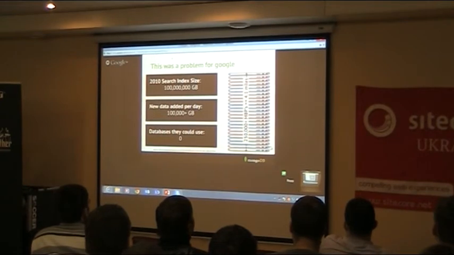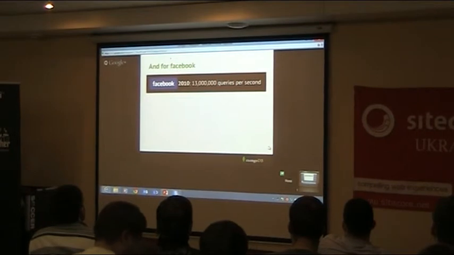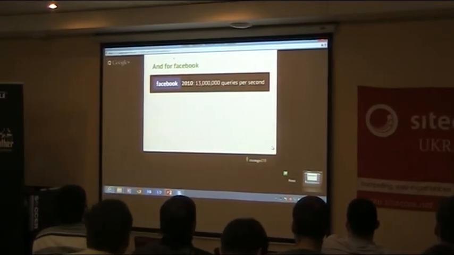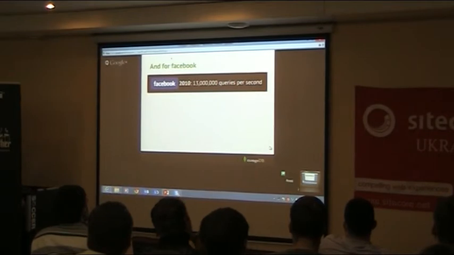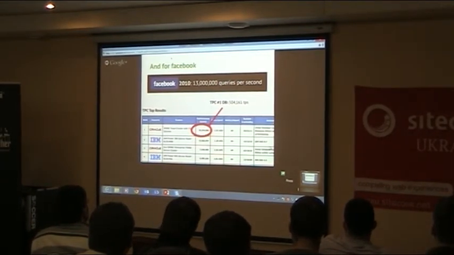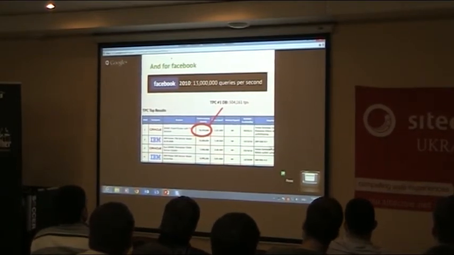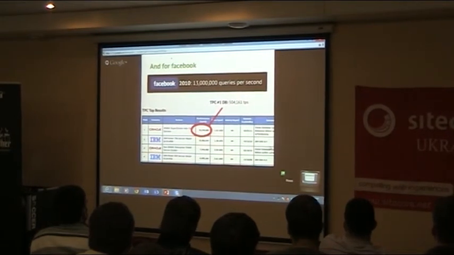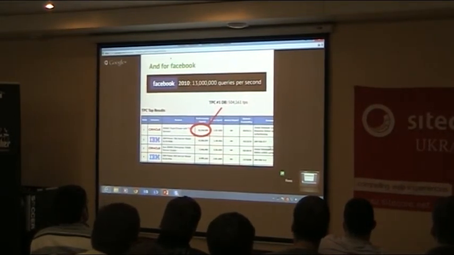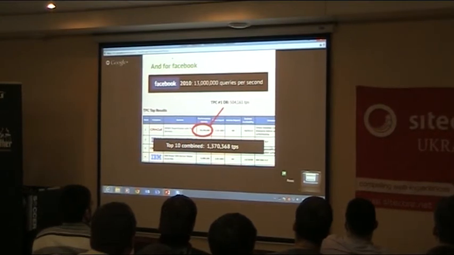What databases could Facebook use? Well, they couldn't use a single box. In 2010, they were doing 13 million queries a second. And if you look at the top databases that money can buy from the Transaction Processing Performance Council, the number one database, an Oracle SPARC SuperCluster, could do 500,000 transactions a second. In fact, the top 10 combined could only do 1.3 million. So there's no single box, no single solution to this. You have to shard out horizontally and split your load across multiple boxes.